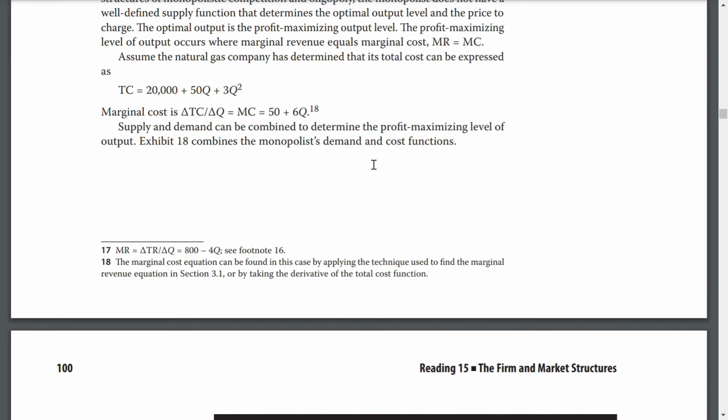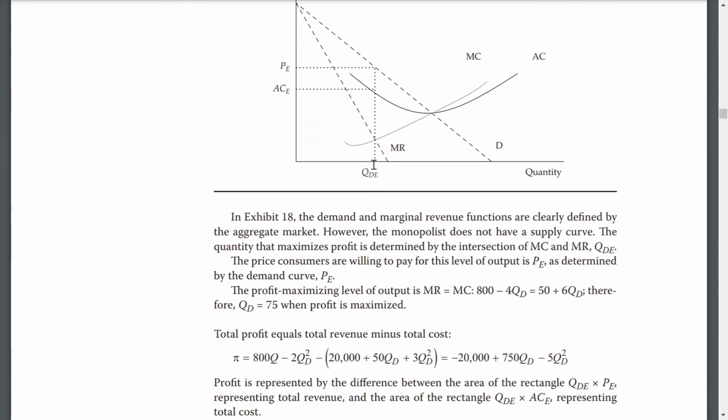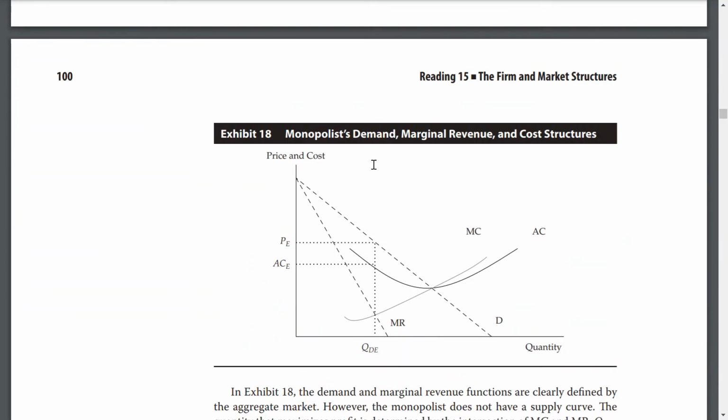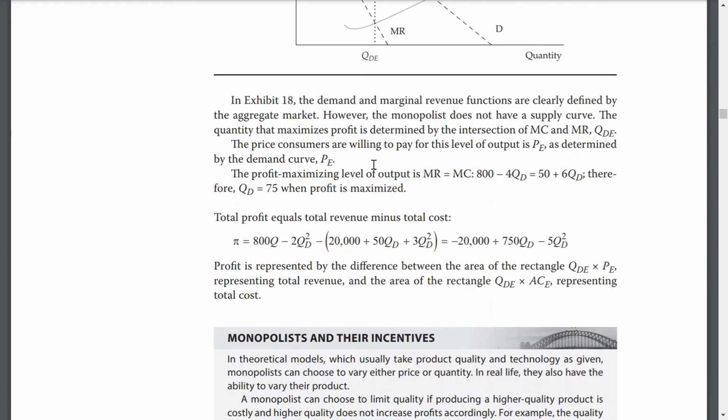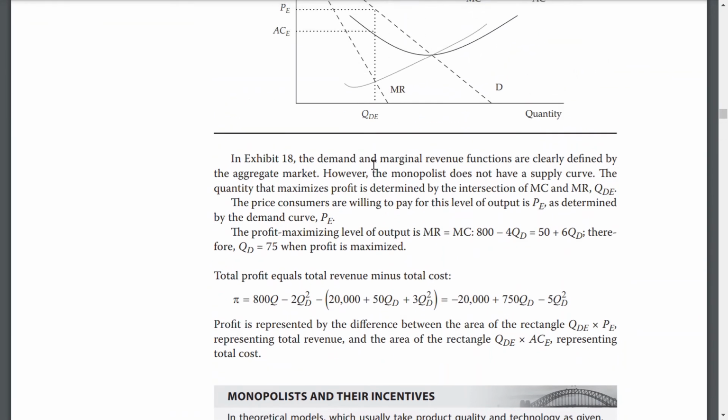Supply and demand can be combined to determine the profit maximizing level of output. Exhibit 18 combines the monopolist's demand and cost functions. So this is what a monopoly market structure graph should look like. In Exhibit 18, the demand and marginal revenue functions are clearly defined by the aggregate market. However, the monopolist does not have a supply curve. The quantity that maximizes profit is determined by the intersection of MC and MR.